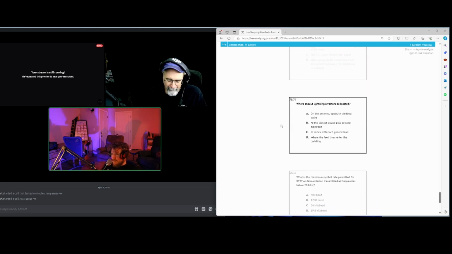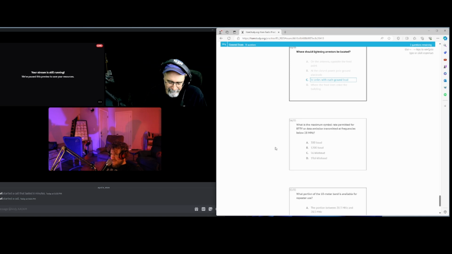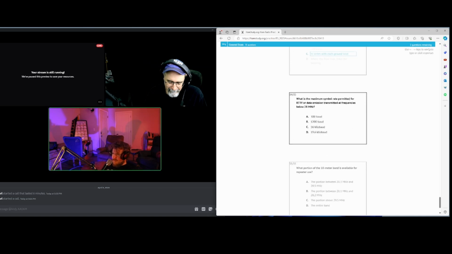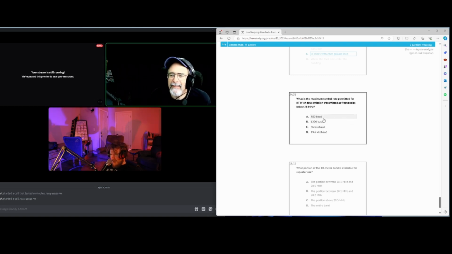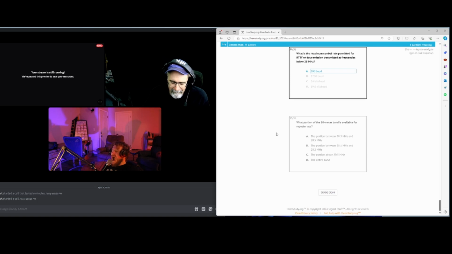Where should lightning arresters be located? Arresters? We arrest the reluctant. Each ground lead. We're gonna say that one. What is the maximum symbol rate permitted for RTTY or data emission transmitted at frequencies below 28 MHz? What's kilobaud? What's baud? These are rates at which data is transferred. What portion of the 10-meter band is available for repeater use?